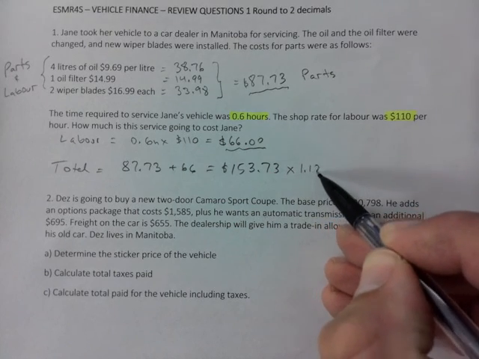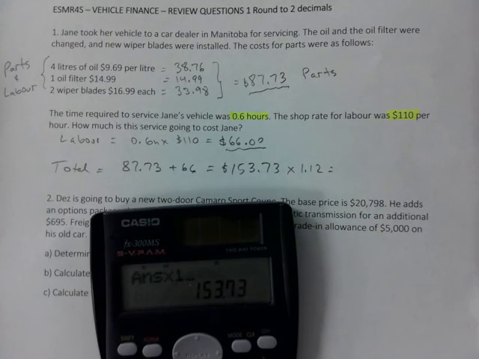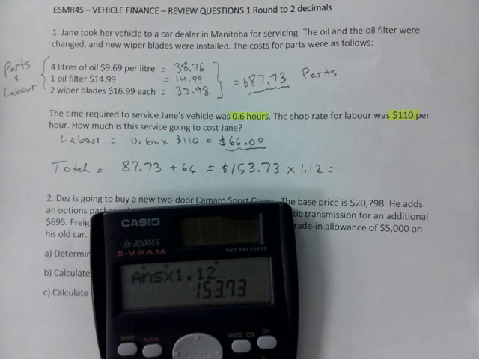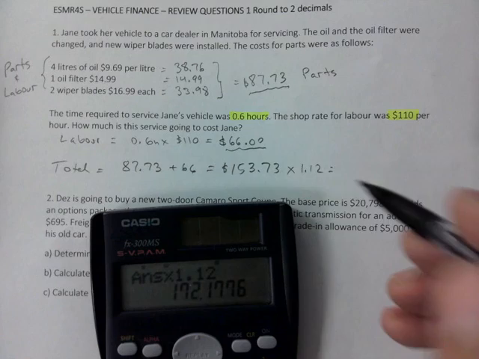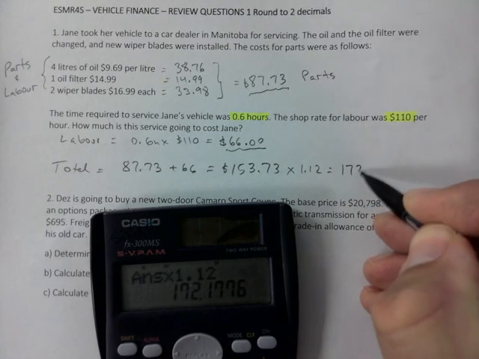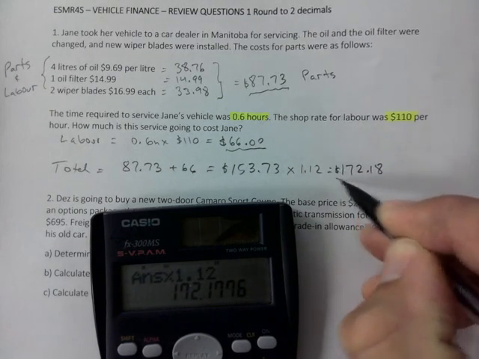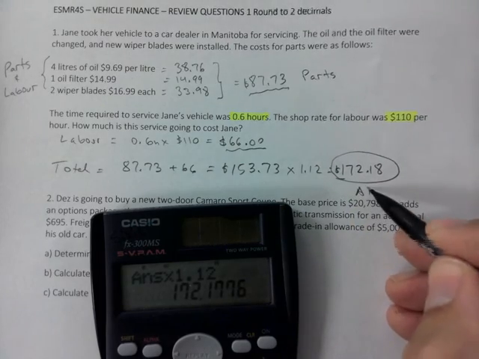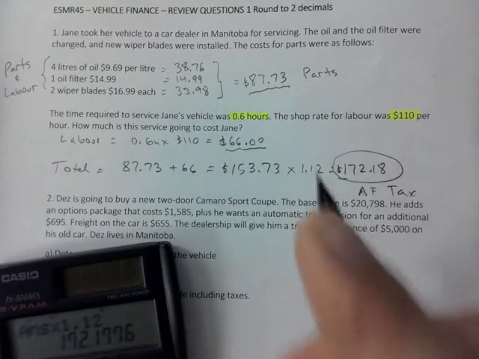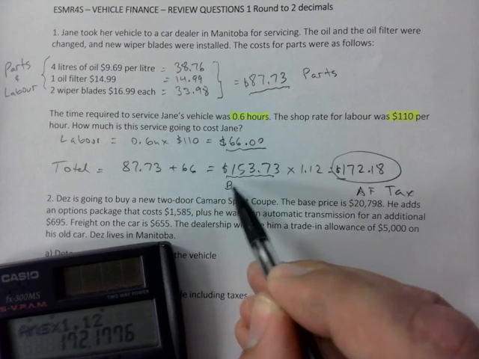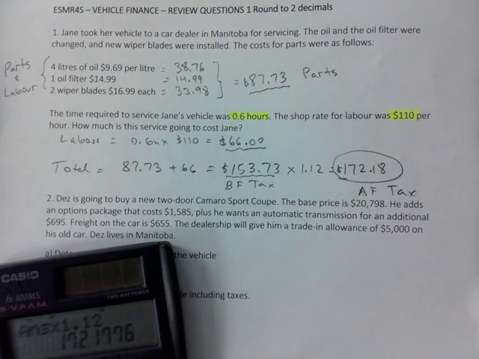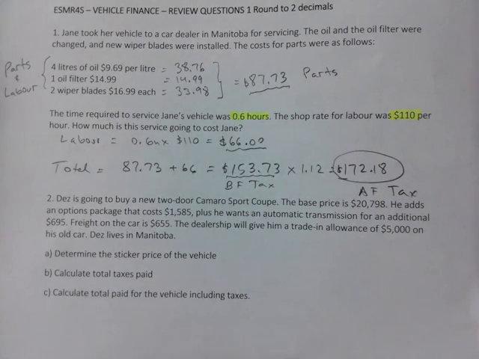So times 1.12, we're going to add taxes to that one. Careful if it's asking, you hear me say that. If it's asking what the taxes paid are, or what the total including taxes is, then if it's including taxes, we want to go 1.12. So there we go, after tax. And this here would be before tax. Most of the time, taxes are going to be included, so just get used to it.